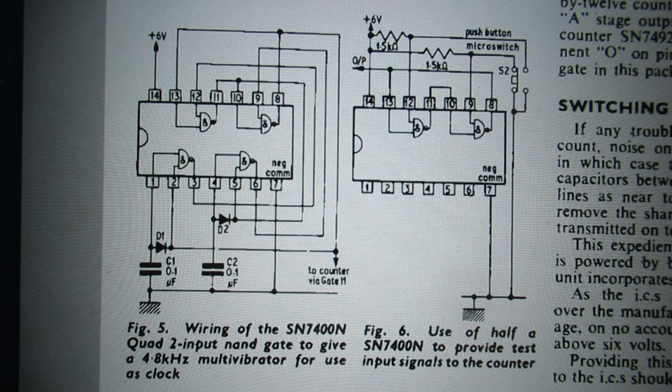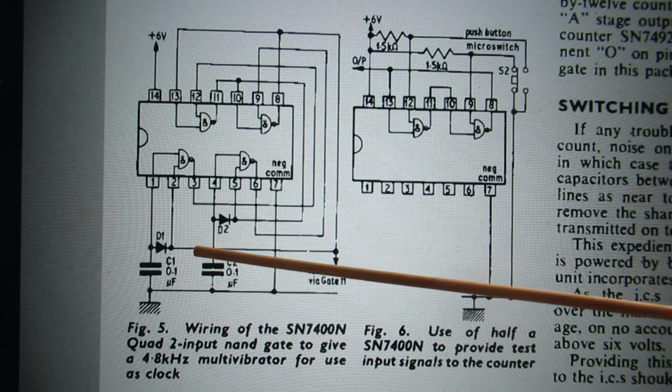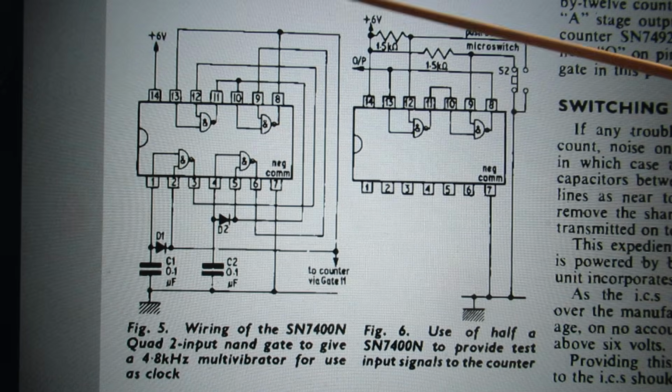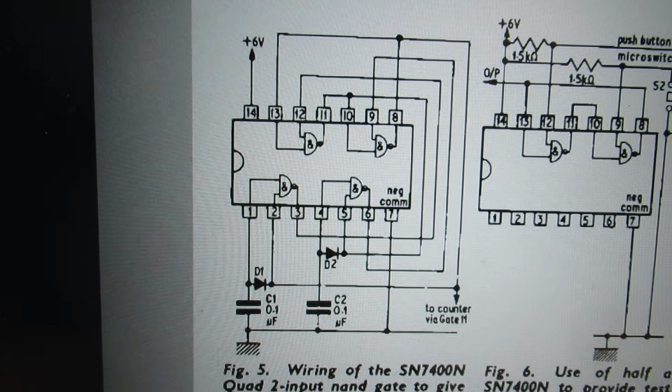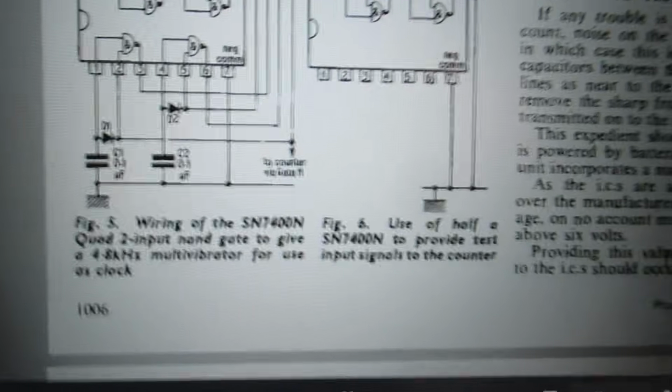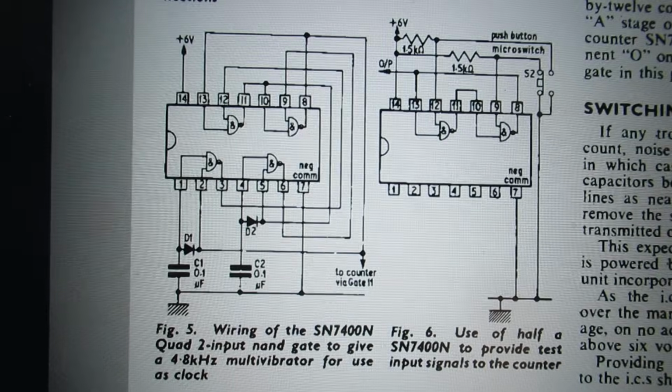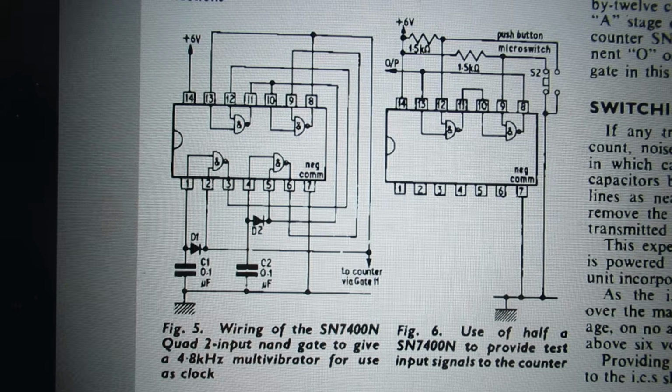What's this? The very, very popular and standard 7400N chip. It gives a 4 to 8 kilohertz multivibrator for use as a clock. Well, I think this is okay. And by the way, there are also circuits about this on my YouTube channel. When I don't forget it, I will give the link.